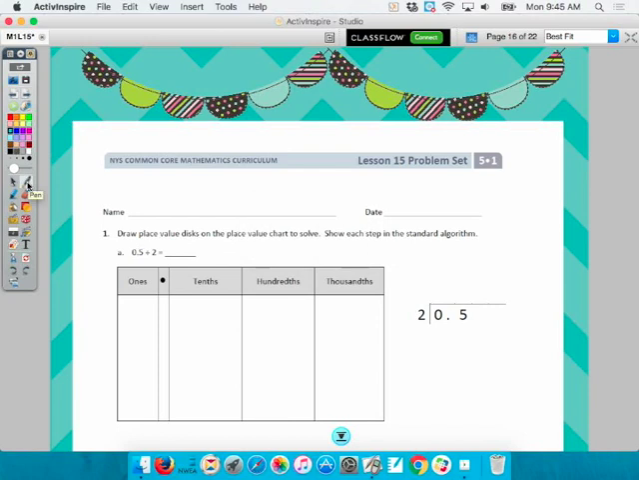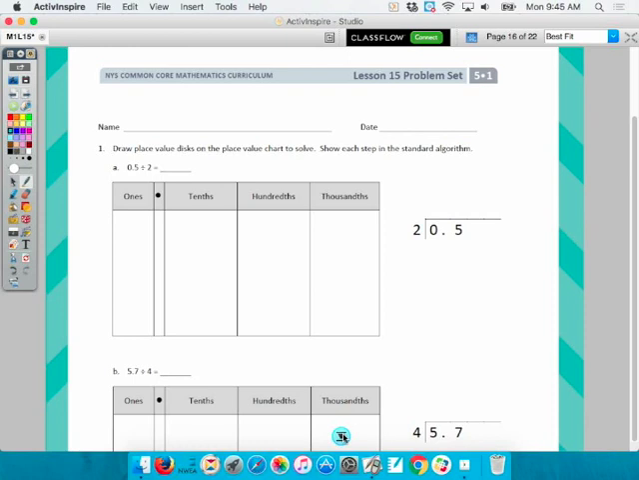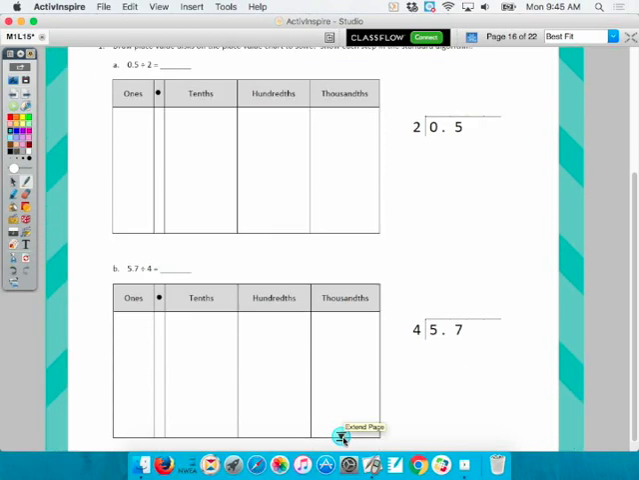Look at the problem set. We're going to continue dividing. I noticed that my dividend is only a half and my divisor is 2. So I'm going to go ahead and get this set up.